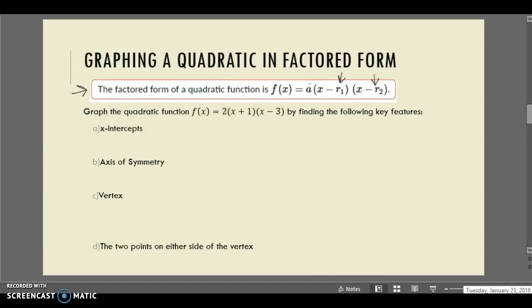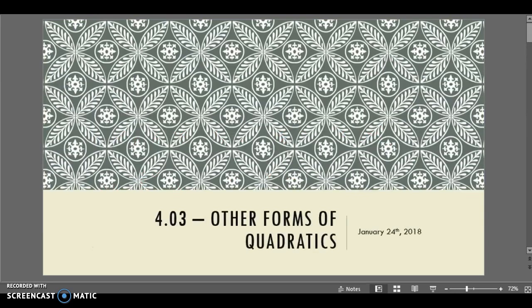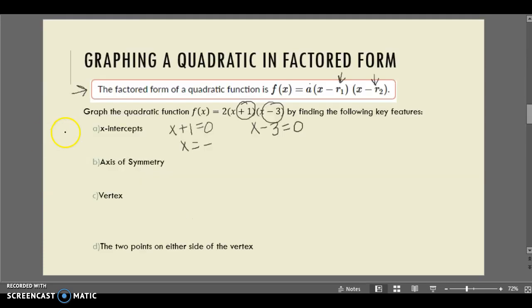Before we can graph, we need to find the key features. The x-intercepts are the opposite of what these are in the factors, because if I set those equal to 0, like we usually do, it will give us our roots. So we have x equals negative 1, and then x equals positive 3. Those are our x-intercepts, negative 1 and 3.